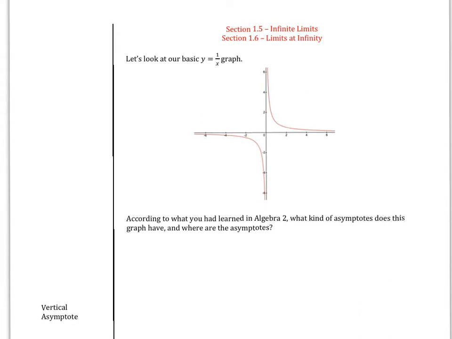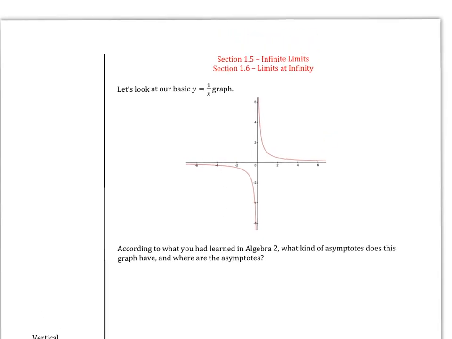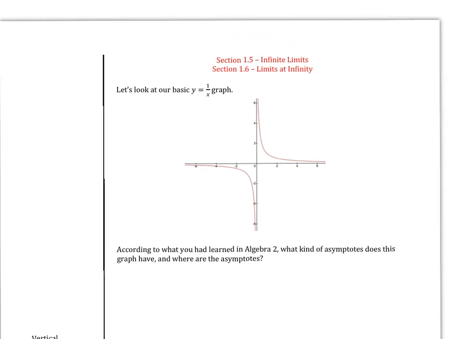In this section, we're going to look at infinite limits and limits at infinity. So first, let's look at this very basic 1 over x graph, this rational function. If we recall from Algebra 2, we know that there are two asymptotes. First, we have the vertical asymptote.